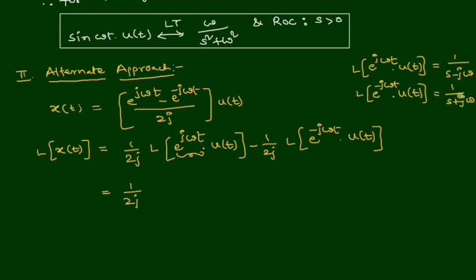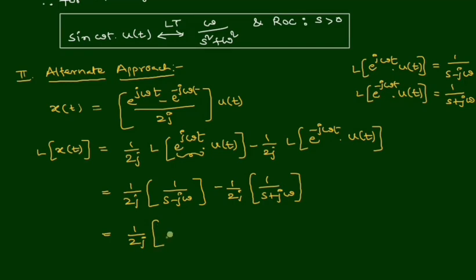Now we use these two expressions to simplify and get the Laplace transform of sin omega t multiplied with u of t signal. This is 1 by 2j times 1 by s minus j omega, minus the Laplace transform of the second term, 1 by s plus j omega. So 1 by 2j is there in the two terms, so we write it outside and then the expression becomes 1 by s minus j omega minus 1 by s plus j omega. Now we further simplify it.